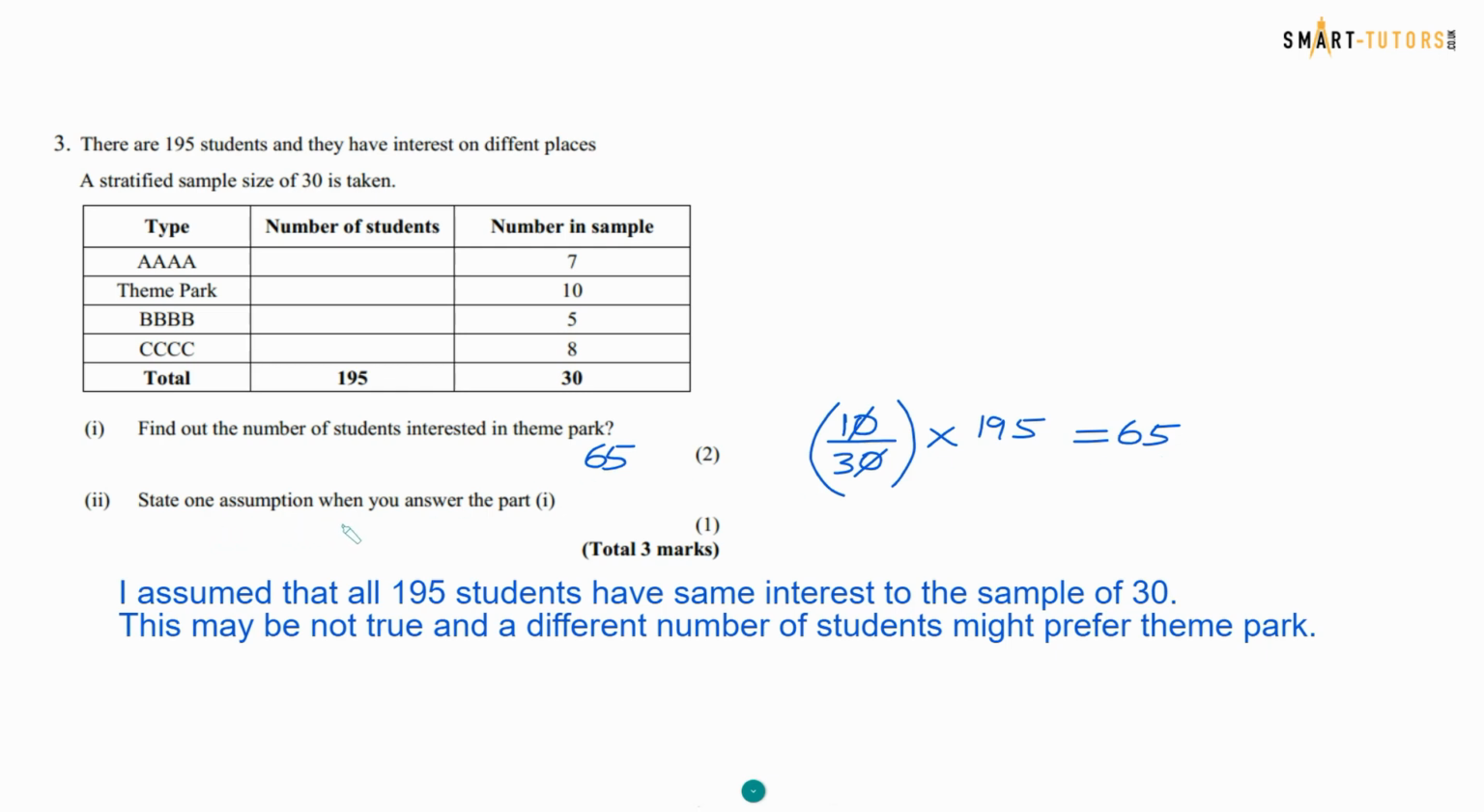State one assumption when you answer the part 1. The exact question is not going to be in the paper. It's a similar type of question. So the assumption we made is, I assume that all the 195 students have the same interest as the sample of 30. This may not be true and a different number of students might prefer theme park, right?